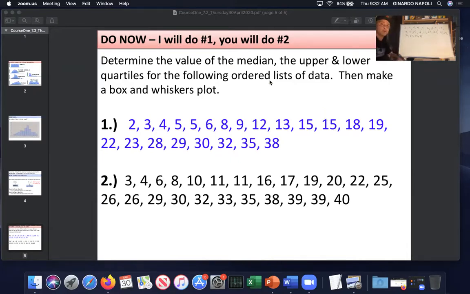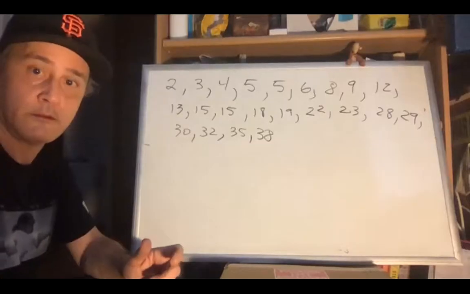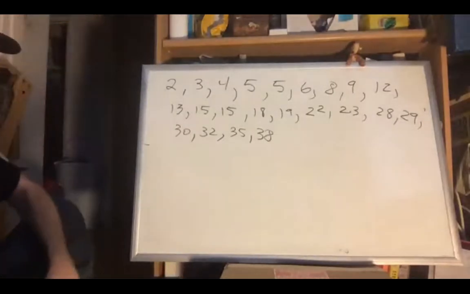All right, so I'm going to go ahead and do an example for number one. Then I'm going to show you what this box and whiskers plot is. And then I'll come back to this screen in case some of y'all want to try number two or finish number two, and then I'll tell you what you should have got for number two. All right, so here's the numbers for number one.